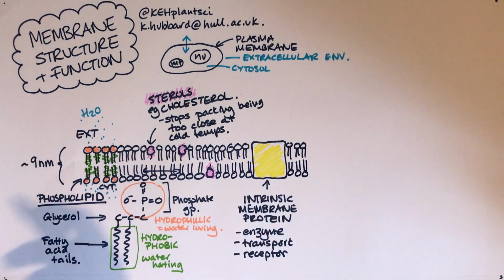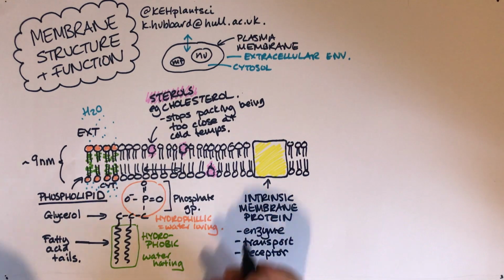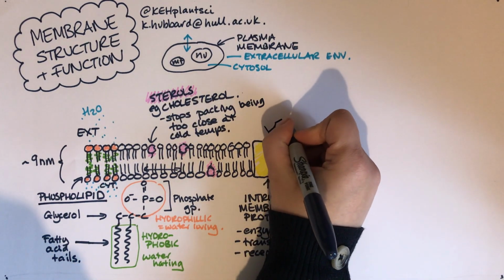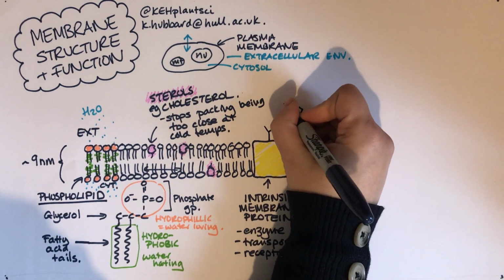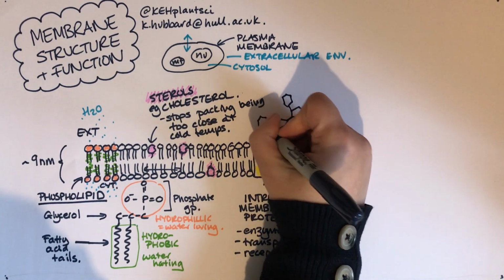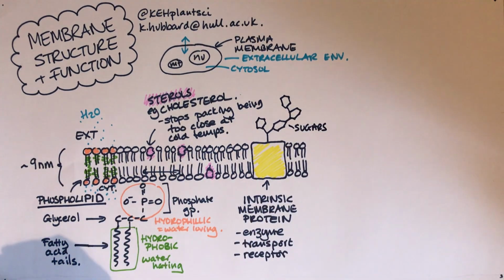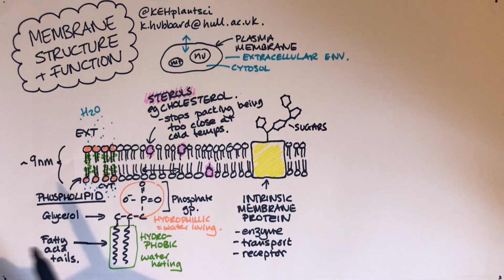If they live in the membrane, and when you purify the membrane they come with the membrane, they're called intrinsic. Those might have sugar residues, for example, on the outside of the cell. So that might be what we call a glycoprotein. And that can be quite important in recognition in the immune system, for example. So we might have sugars on the outside of the membrane.